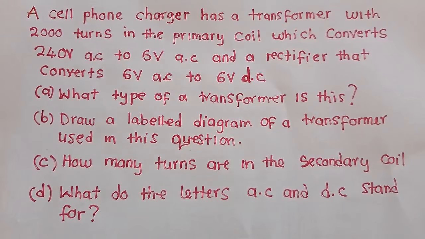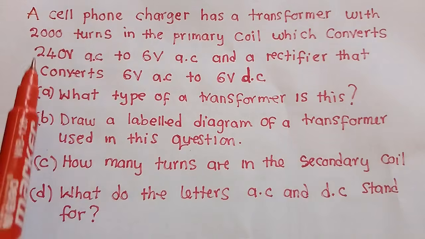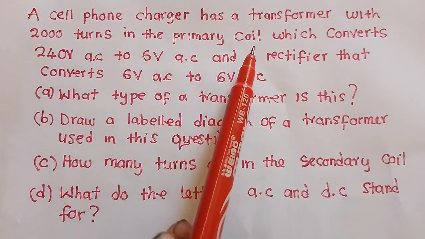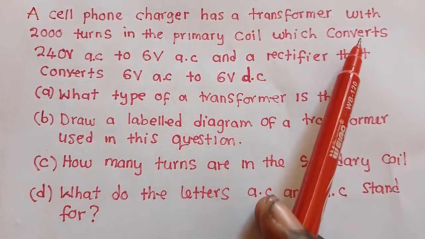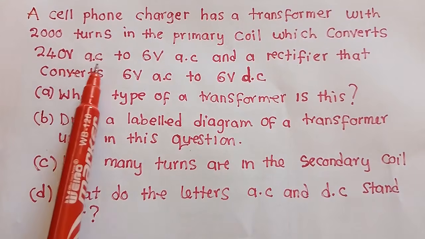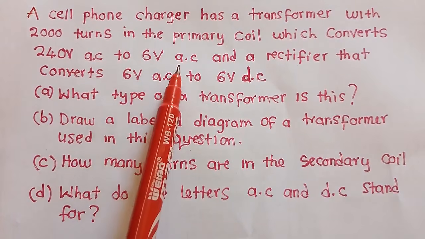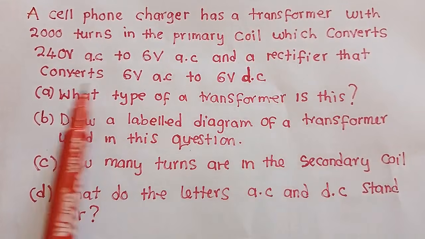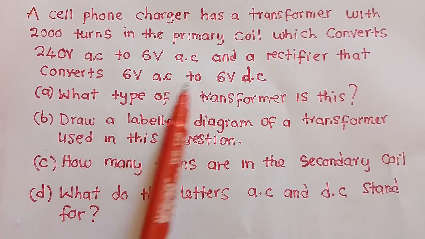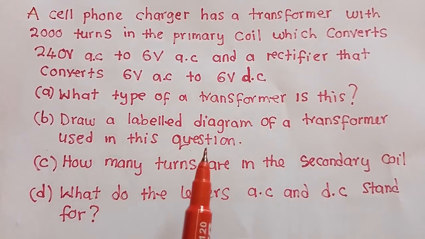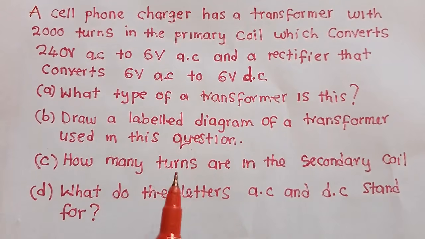In this lesson, we are going to discuss transformers. This is a question that falls under transformers. The question says: a cell phone charger has a transformer with 2000 turns in the primary coil, which converts 240 volts AC to 6 volts AC, and a rectifier that converts 6 volts AC to 6 volts DC. This is the question that we are given.